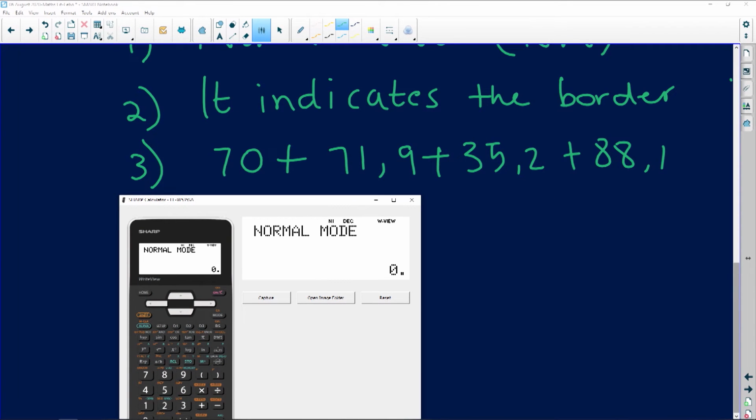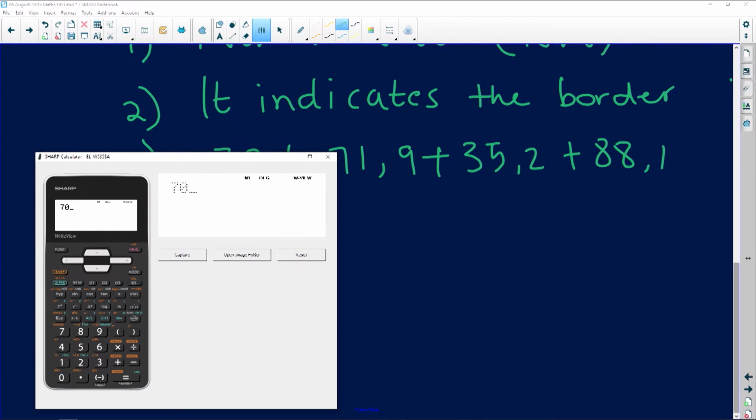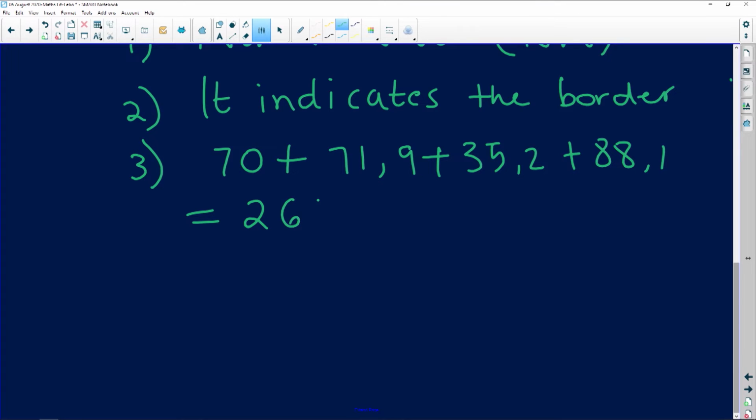So it says to us there, 70 plus 71.9 plus 35.2. Let's just delete that. 35.2 plus 88.1. And that's going to give us a little fraction. You press your change over there, change again, and then it gives you a decimal. 265.2. 265.2 is the first route.